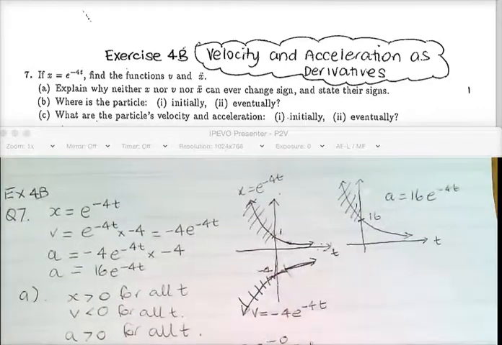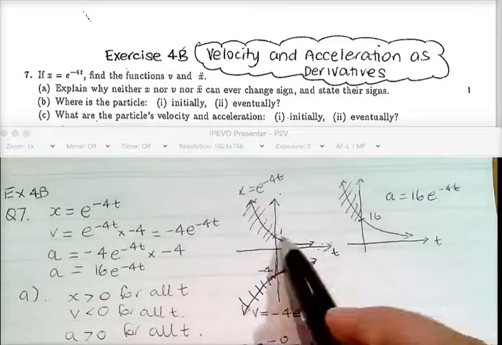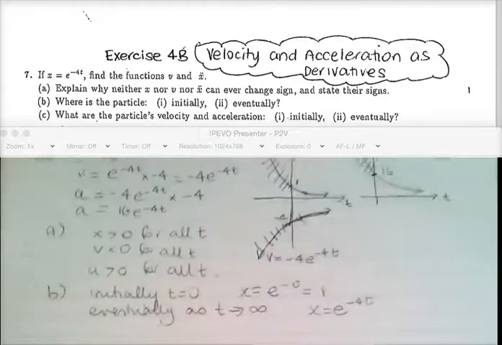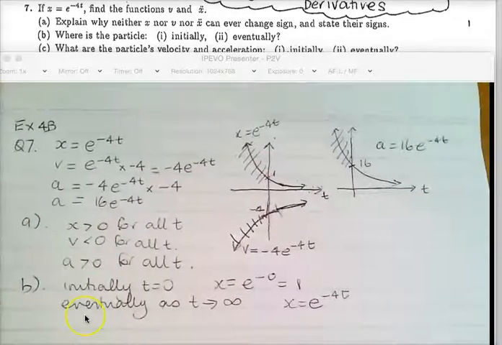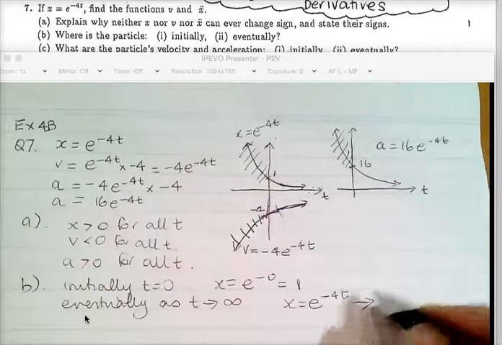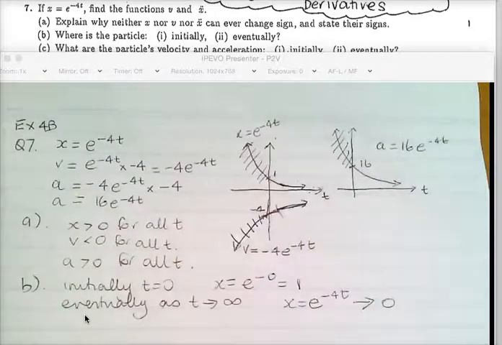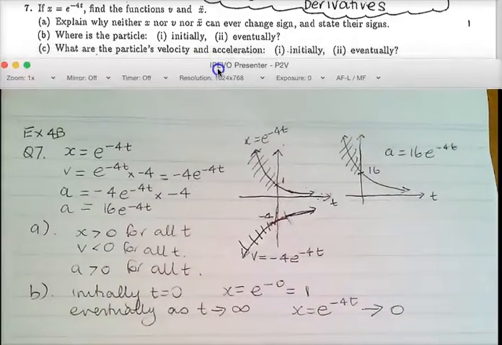As t gets very large, if you can't draw the curve, you could always substitute a large value of t here, like 100 or something, and what you'll find is that you'll get a very small value close to 0. Sorry, you can't see what I'm doing. Just make that a bit bigger, and I'll move this question up. So, as t approaches infinity, you could put a big value of t here, like 100, and you would find that you get a very small positive value. So x approaches 0. We can also see it here as t gets large, x approaches 0. So that's where the particle is initially and eventually.